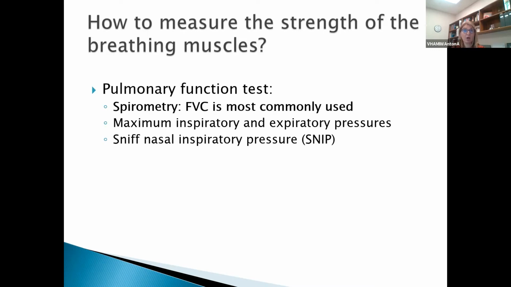So we talk about the pulmonary function test, and many of you know what spirometry is and what the forced vital capacity is. That's a number that many patients can remember, because that's a number that we as physicians are monitoring quite closely. So the forced vital capacity is the most commonly used test. There are other ways to monitor the strength of the muscle. Those are the maximum inspiratory pressure and expiratory pressure. We can also measure the sniff nasal inspiratory pressure.